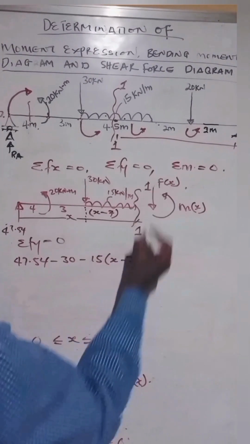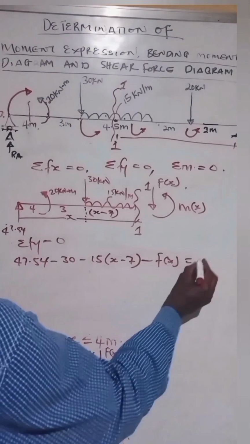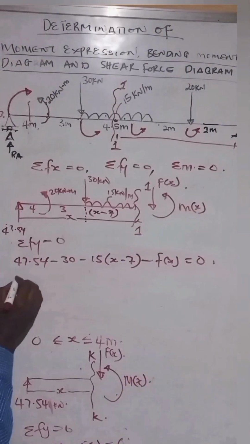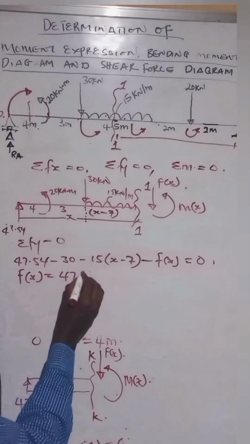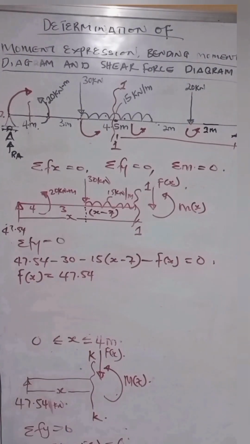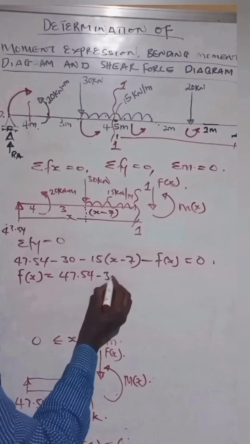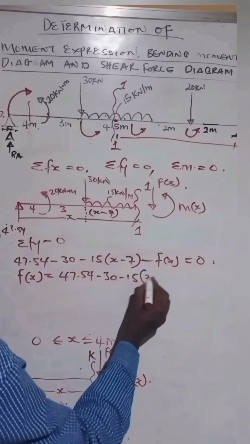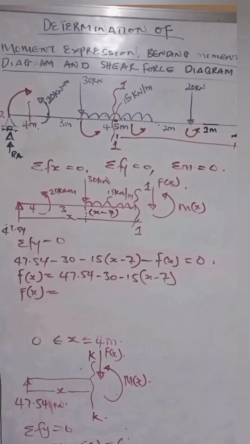And then we'll have our f of x, which is coming down as f of x, and everything is equal to 0. So if we do that expression, we're going to have our f of x to be equal to 47.54 minus 30, minus 15 bracket x minus 7. So we have our f of x becomes, let's do this and see what we have here. So for minus 30 from this, we're going to be having 17.5.